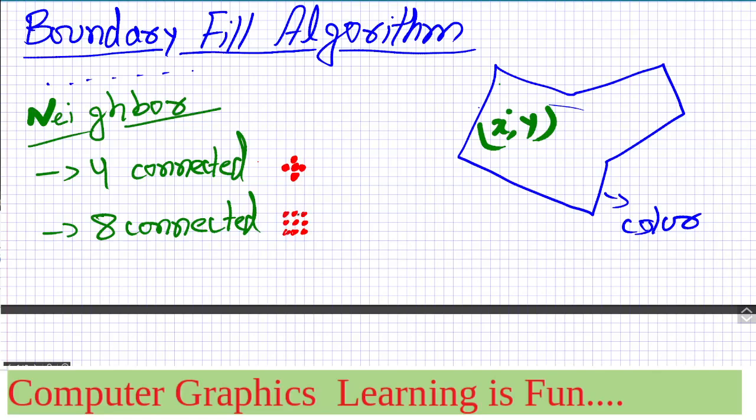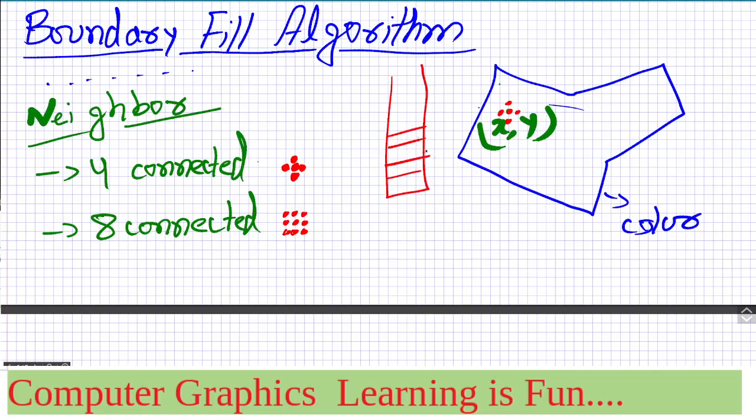Okay, so now starting from this particular pixel, what happens in boundary fill? You will definitely fill it. Either it will be 4 connected or 8 connected. Let us consider that it is 4 connected. Then for this position you will have these 4 pixels. You will put all these 4 pixels in a stack.